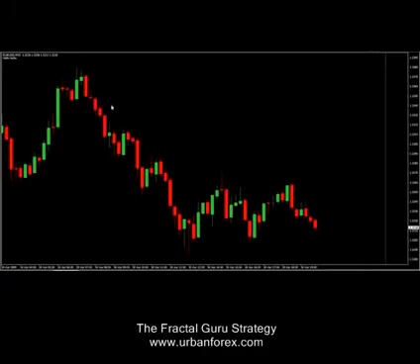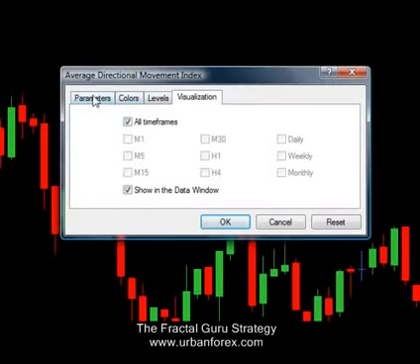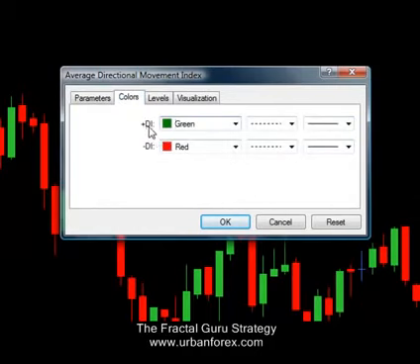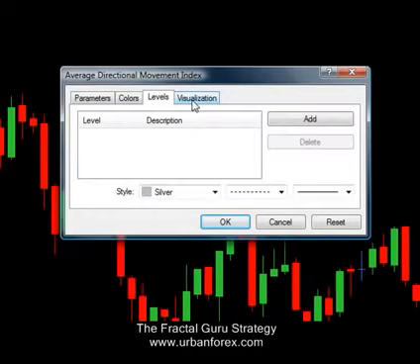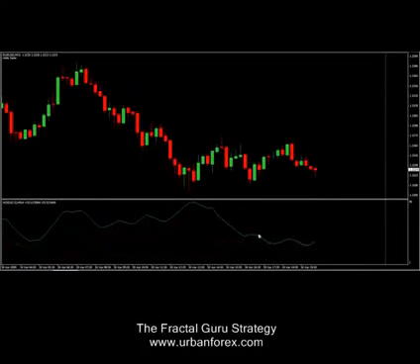I'll walk you through how to add the indicators. I'm going to click Insert, Indicators. I'm going to go to Trend, and I'll see Average Directional Movement Index. That is the ADX. I'm going to keep everything at default, which is period 14, apply to close. And for my colors, I'm going to keep my positive DI green and my negative DI red. Everything else is default. Click OK. You'll see that show up on the bottom here.